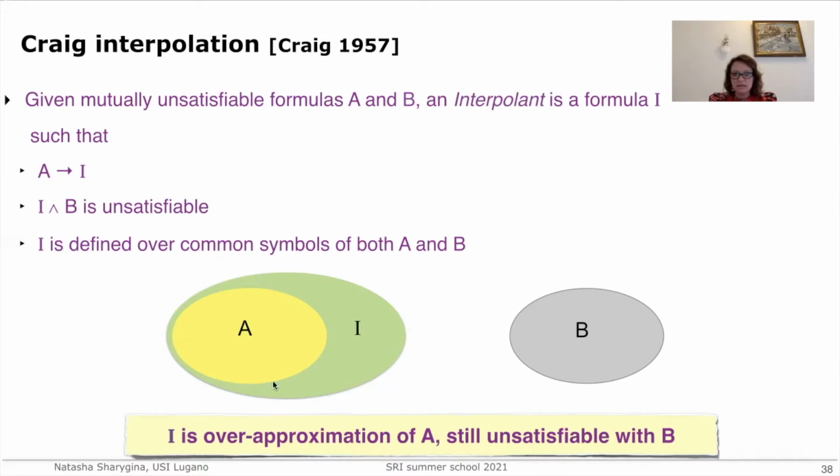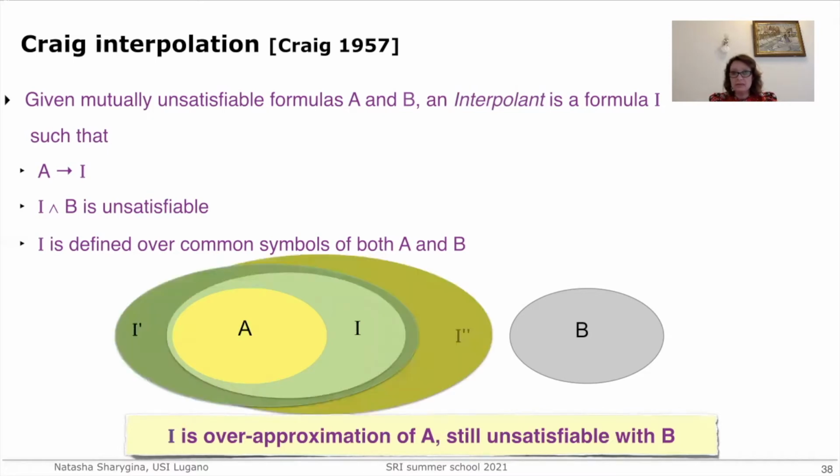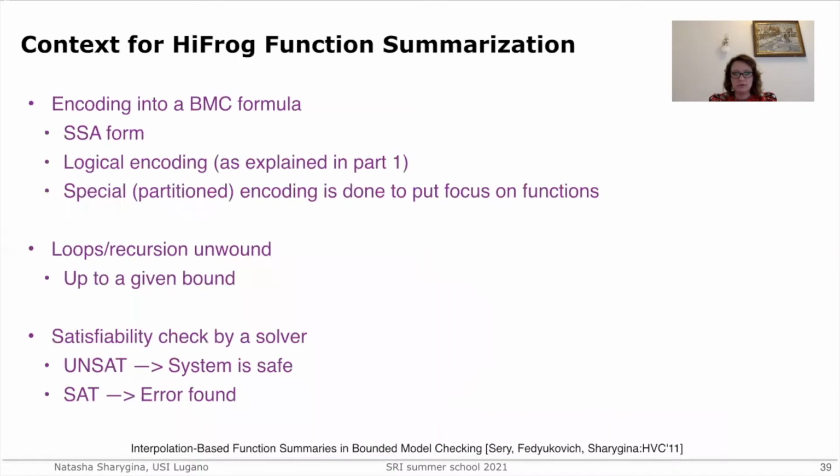And this formula I, as can be clearly seen, is not unique. You might have various candidates for the interpolant, such as here I prime or I double prime. This is a very nice observation, which will be very handy for us when we apply it to program verification, because we might sometimes need stronger interpolants or weaker interpolants for various verification tasks. We will get back to it later in the course.